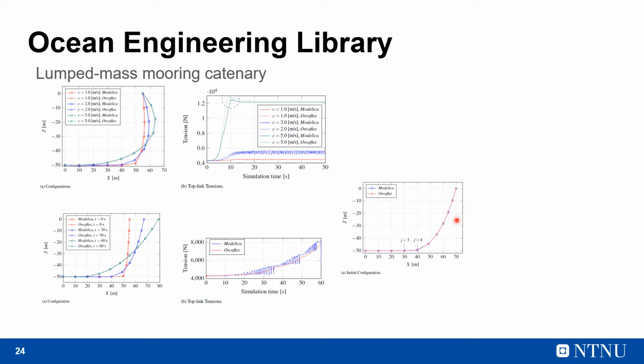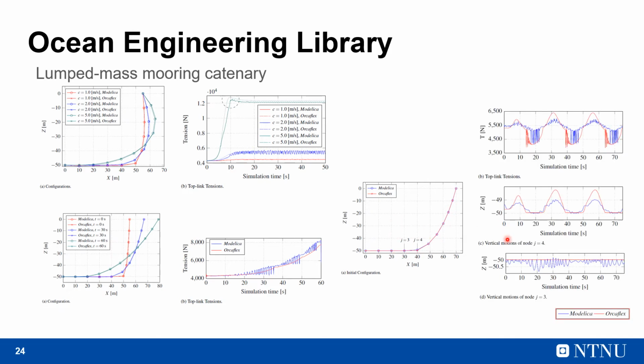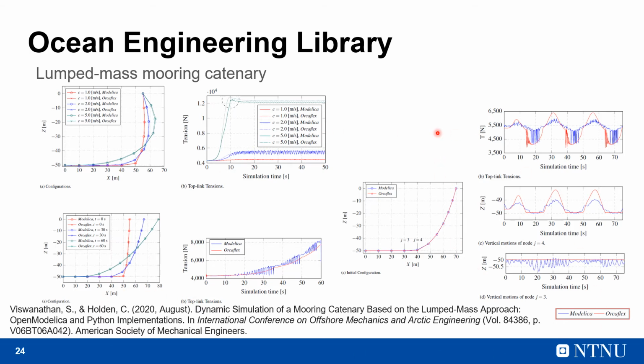We now look at results for the mooring catenary subjected to oscillatory flow in both OrcaFlex and Modelica. Again, we notice general agreement except for the nodal positions of node J3, where in the OrcaFlex simulation the node remains grounded at all times, but in our case there is considerable motion of the node. This points to the fact that our model for the seabed interaction is inadequate. The results of the entire simulation were presented at the OMAE conference in 2020.